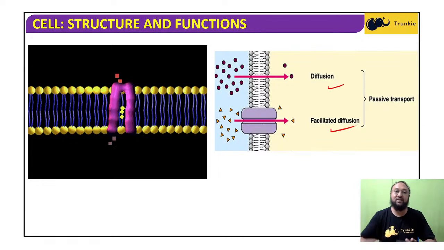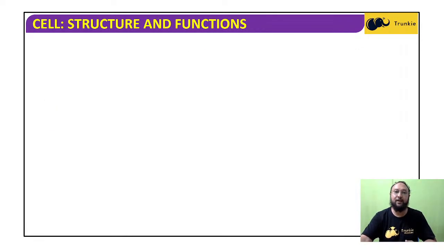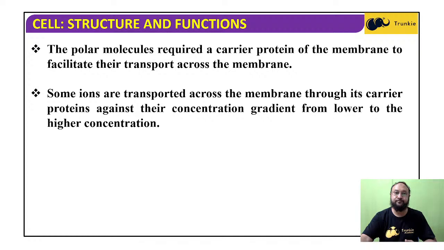In this case, you can see this is a carrier protein. So they require a carrier protein of the membrane to facilitate the transport across the membrane. Some ions are transported across the membrane through a carrier protein, because they cannot simply pass through. Sometimes some ions need to be transported against the concentration gradient, from lower concentration to higher concentration, and that requires the involvement of energy.